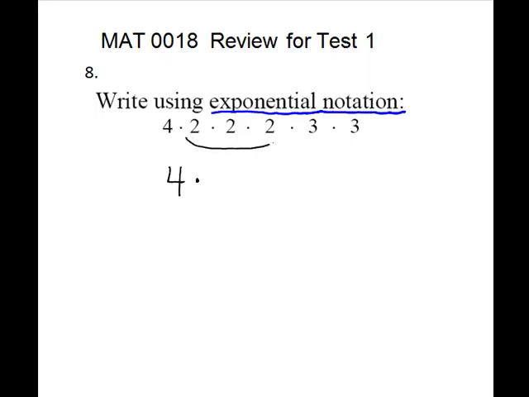My next base is a 2. And I have 3 copies. That will be my exponent, the number of copies. And then I have a 3. And I have 2 copies of it. So this is exponential notation.